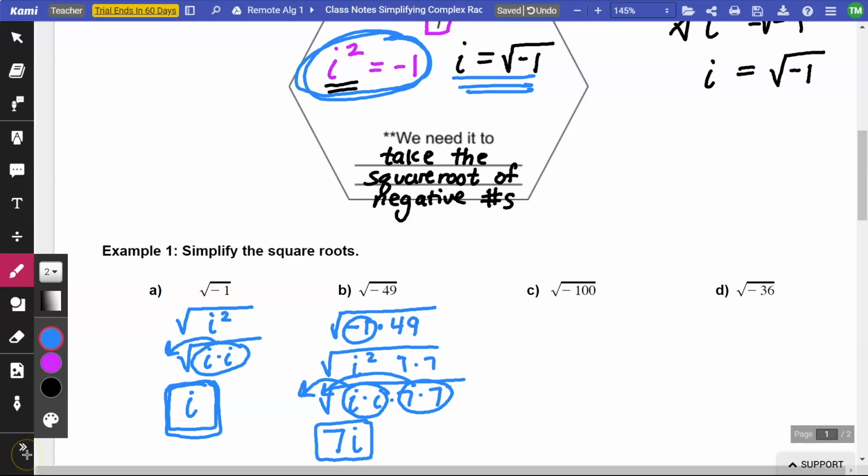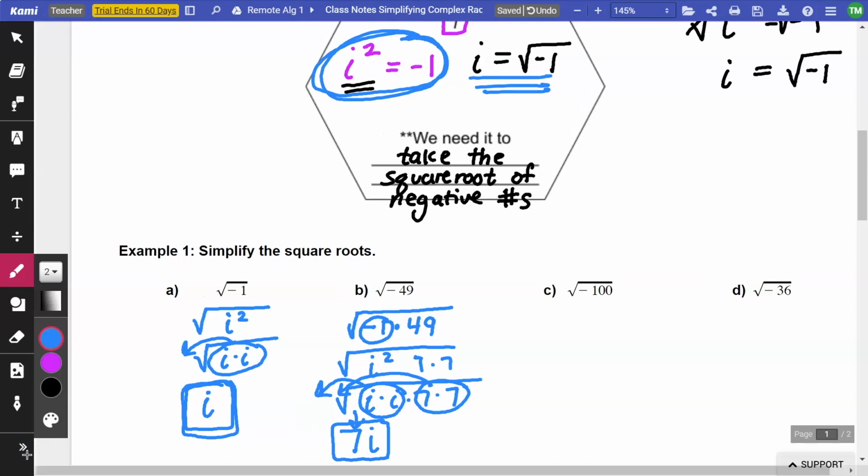Whenever you write a number that involves i, you always want to write the integer first, followed by the i. So writing 7i is correct. You never want to write i7. You're going to put 7i. So why don't you go ahead and use that method and apply it to the square root of -100 and the square root of -36 on your own.